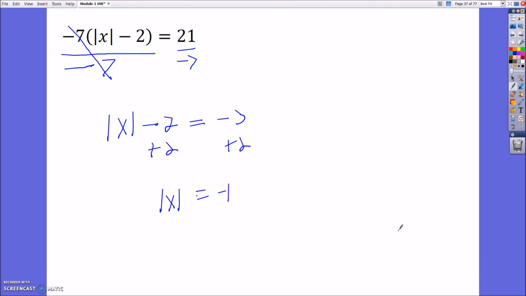Now this is where students get stuck and they say, oh, my two solutions are negative 1 and positive 1. But remember, the absolute value is asking what number can I plug in for x so my result is negative 1. In fact, the absolute value of a number is the distance from that number to the origin, and distance can never be negative. Therefore, if I have absolute value of x equals any negative answer, your answer will be no solution.